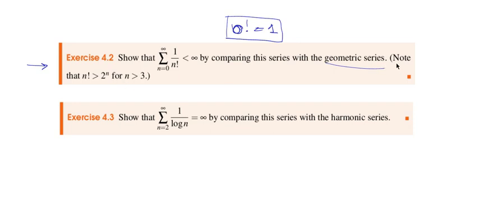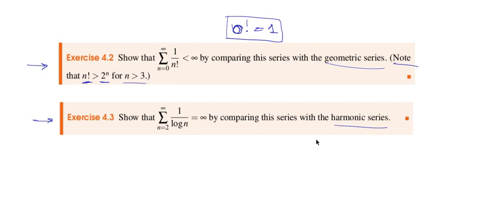And the hint is to note that n factorial is greater than 2 to the n for n greater than 3. Okay? And the second exercise is to show that the sum from n equals 2 to infinity of 1 over the logarithm of n is infinity, comparing it with the harmonic series. Okay?